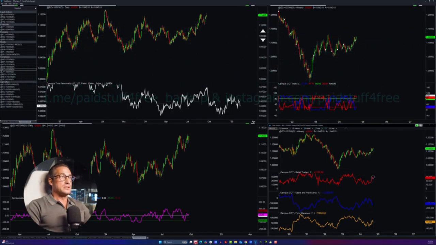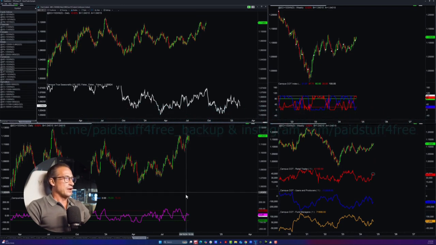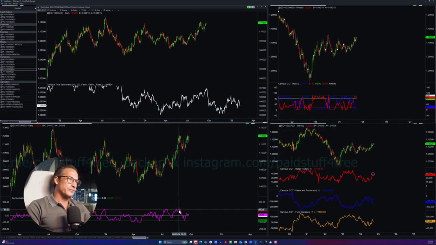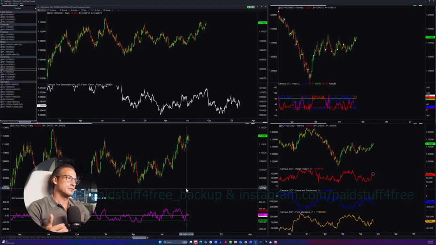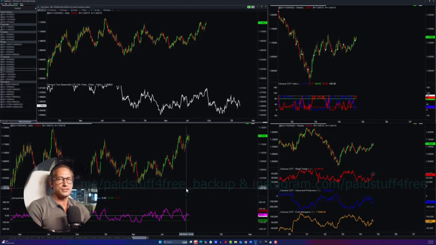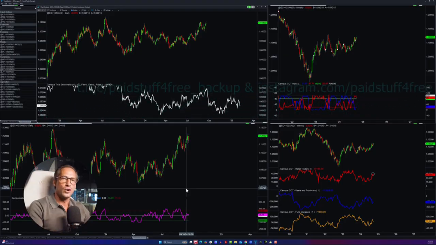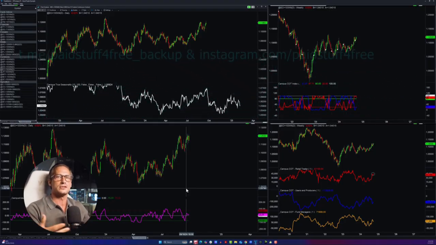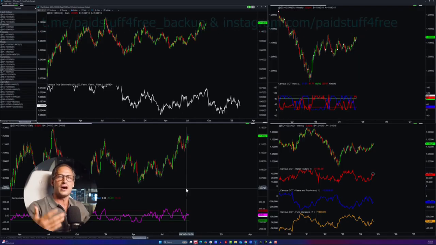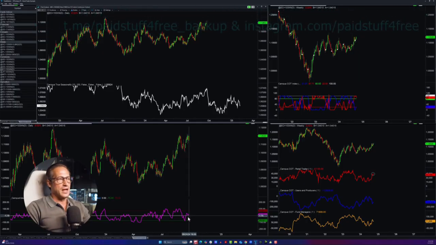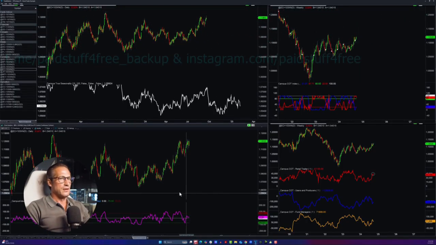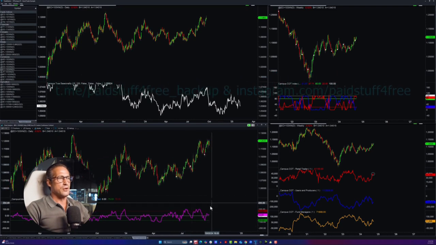Now what about the rest of our tools? Valuation. When it comes to valuation, we could look at valuation versus the dollar, versus interest rates, and versus gold. In this case, when it comes to currencies, I only want to see valuation versus the dollar. It makes a lot of sense. We're looking at the euro dollar, so I want to see if we are either overvalued or undervalued versus the dollar. And you see here, we are pretty much around the mean.